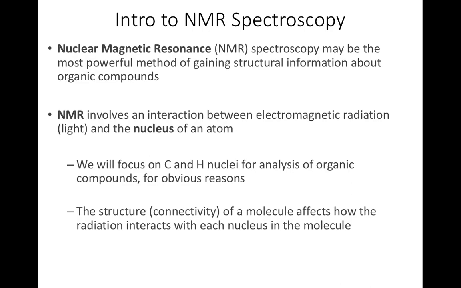So, nuclear magnetic resonance spectroscopy, or NMR, is maybe one of the most powerful methods for gaining structural information about molecules in organic chemistry. And NMR involves interaction between electromagnetic radiation and the nucleus of an atom. And we're going to focus on carbon and hydrogen nuclei, and I think that may be obvious for organic compounds. And we're going to use the fact that the structure of a molecule changes how the nuclei interact with the radiation.